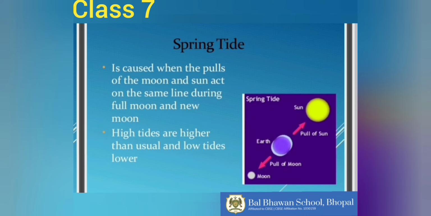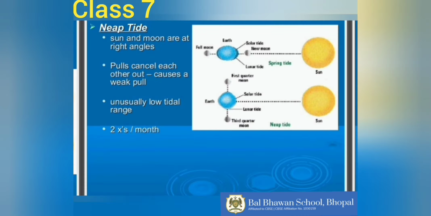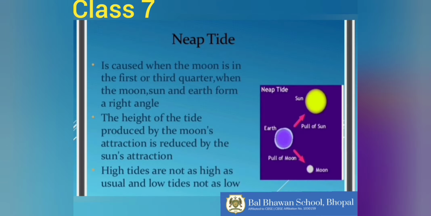On half moon day, the sun and the moon make a right angle to the earth. Thus, the gravitational pull of the sun and the moon tends to cancel each other. This results in a very small rise or fall in the sea water and is known as neap tide.